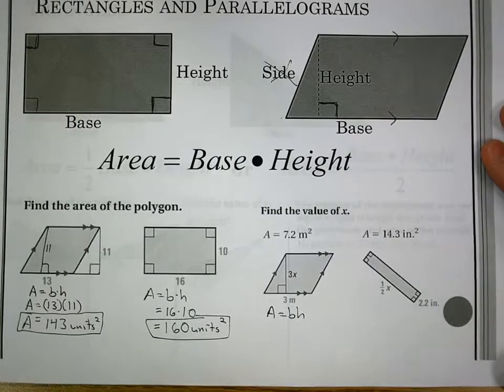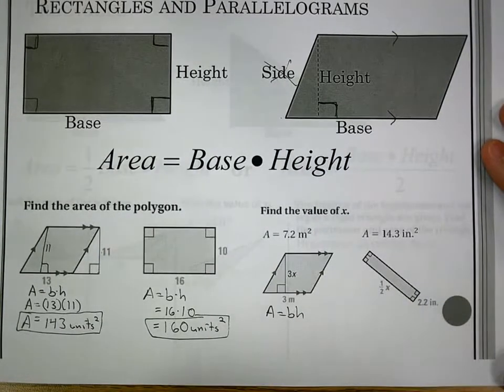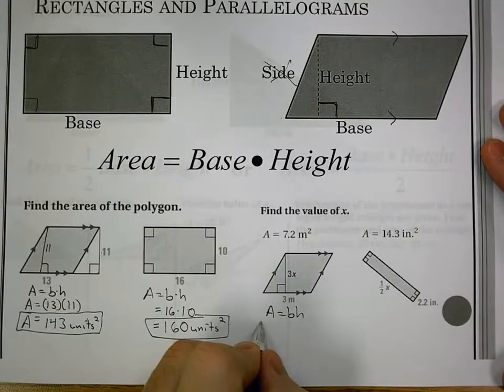Almost get into the habit of just identify what shape it is. Don't worry about the values yet. What shape is it? What formula am I going to use? Then figure out what you need from it. So base times height is what I'm going to use.